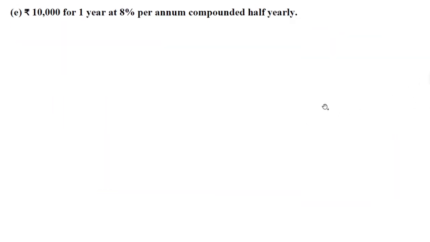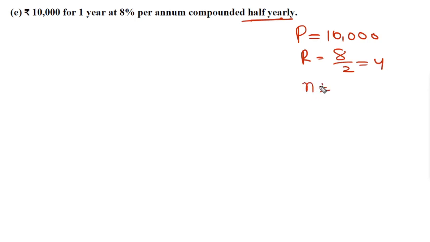Question number E. So here it is, rupees 10,000 for 1 year at 8% per annum compounded half yearly. Same, principal here is 10,000. Then you have rate of interest. So here compounding is half yearly, so rate of interest will be half. So 8 by 2 equal to 4, then your n. Now n is for 1 year compounding half yearly. How many times it will compound? So 2 times. Therefore n will be equal to 2.